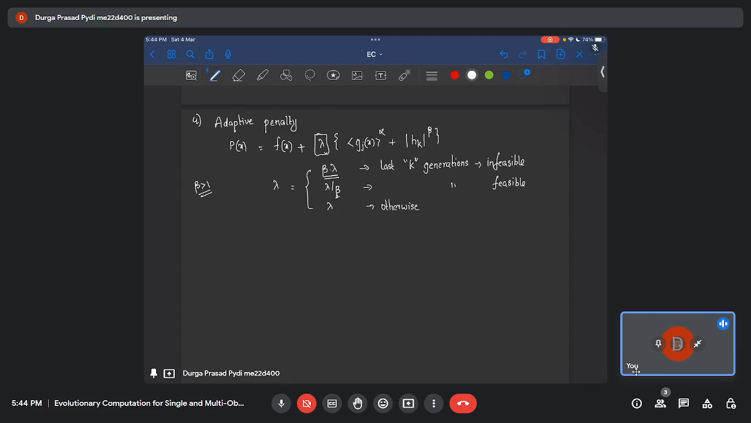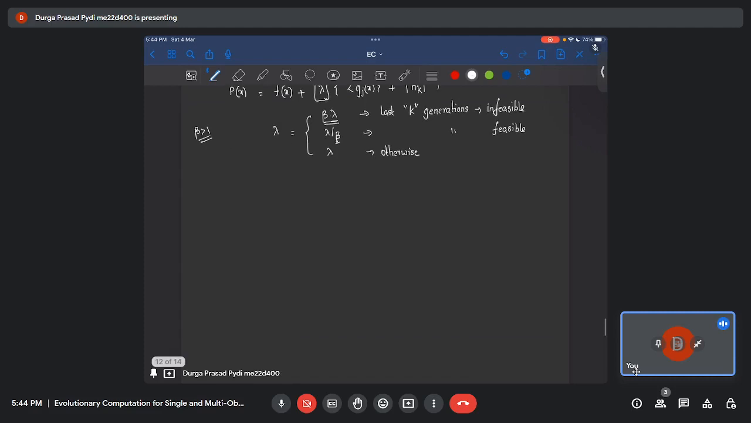But as you can see, if you have to actually implement this, then you have to keep track of what is happening over the last few generations and all that stuff. So the simpler approach which we usually employ is something called Deb's approach. The idea here also remains the same. So you have a penalty function which will be equal to the value of f of x if you have a feasible solution.